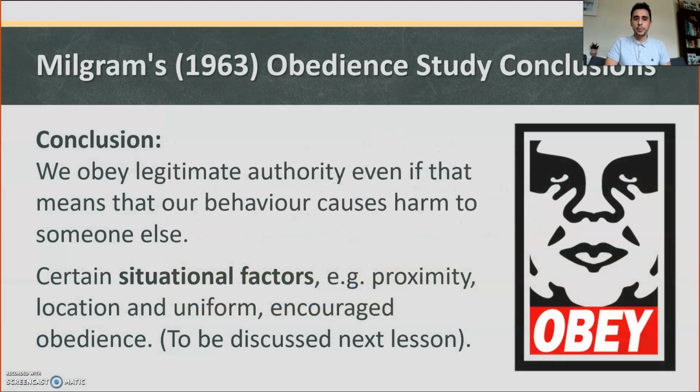What can we conclude from this? We can conclude that we obey legitimate authority even if that means that our behavior causes harm to somebody else. We obey authority. Certain situational factors like proximity, location, and uniform encourage obedience, and we're going to discuss that next lesson.